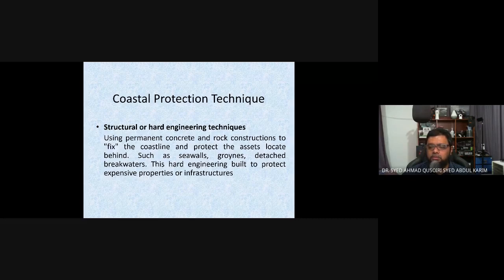This includes seawalls, groins, detached breakwaters. It's built to protect expensive properties and infrastructure. This is when the infrastructure which is behind the hard engineering features is immovable. It is very expensive. Okay, so we must take the approach of what was it earlier, to hold the line. Yeah. So this is when we build these hard engineering structures.